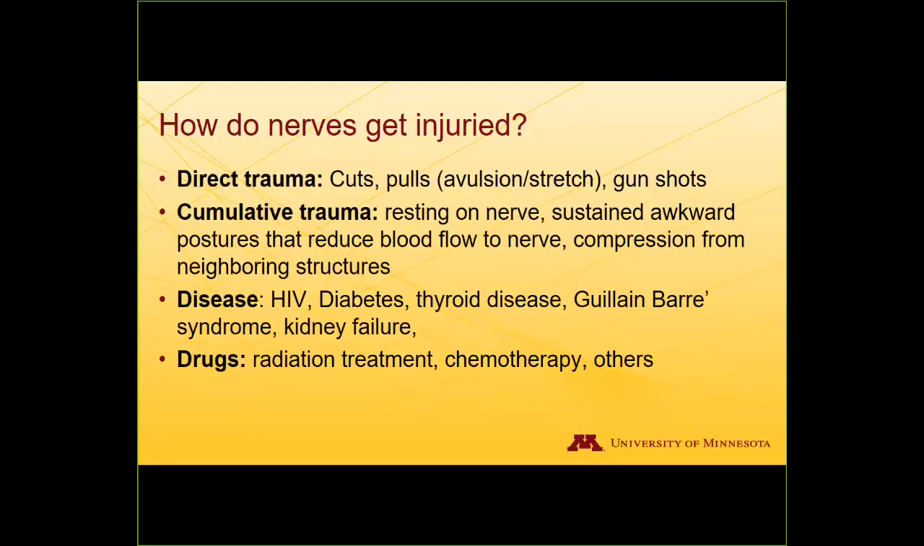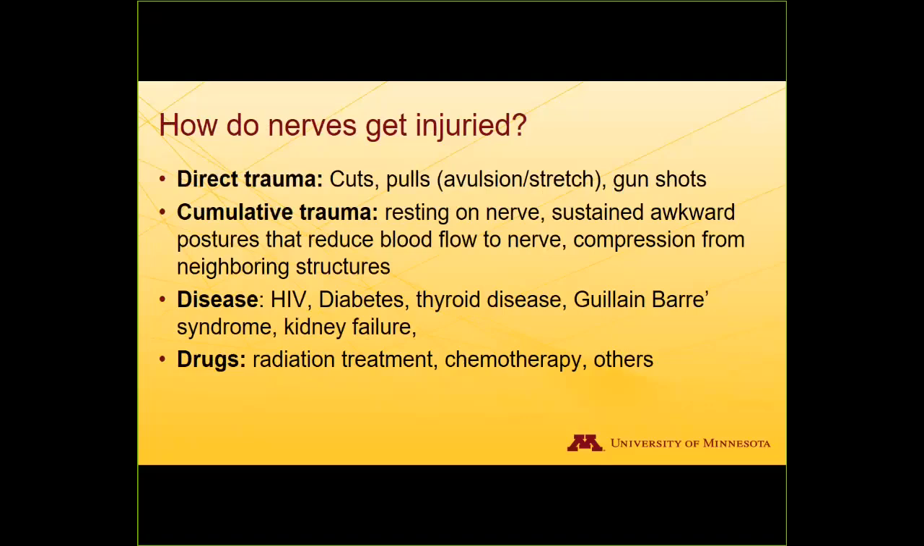Cumulative trauma is another way that nerves can be injured, and that's things like people resting on a nerve. Like if you rest on your elbow and your ulnar nerve gets irritated, or sustaining awkward postures, people that bend their elbows for a long period of time can cause ulnar nerve problems. Sustained awkward postures, for example someone that types like this frequently, decreases blood flow to the median nerve as it goes through the carpal tunnel, and so that actually irritates the nerve.